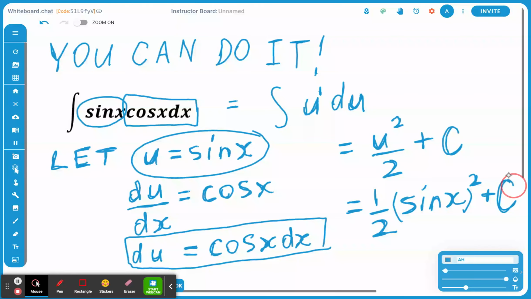Now again, what I'm not going to do today is double check with you, and I would like you to try double checking on your own. So if we find the derivative of one half times sine squared x plus c, ideally you're going to get the question back, which is sine x times cosine x with respect to x. And of course, you're taking the integration of that.